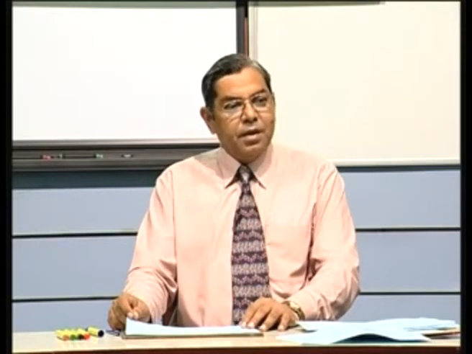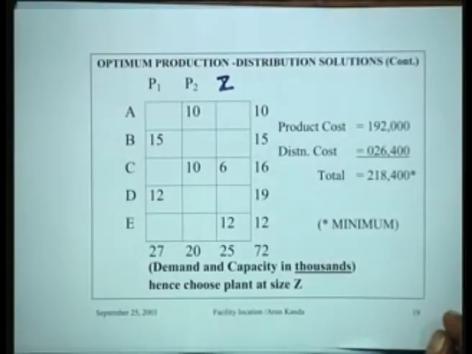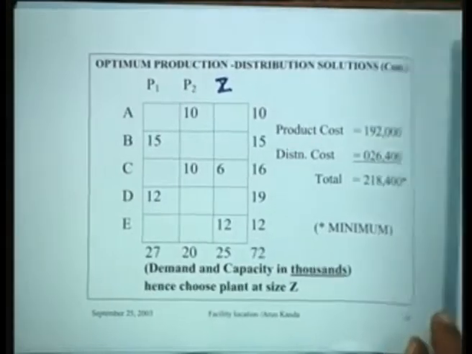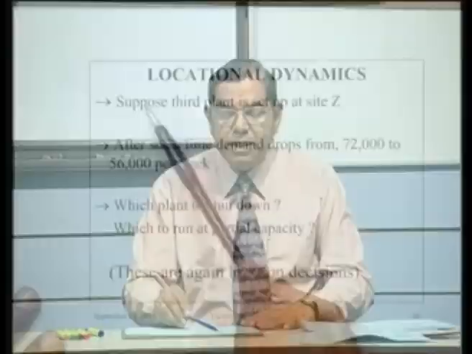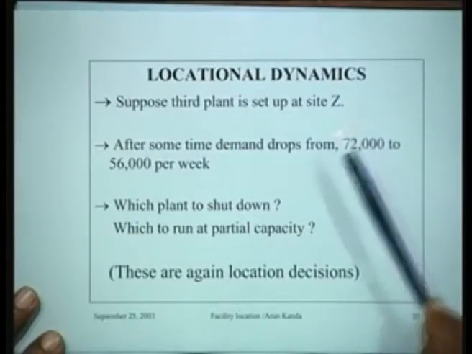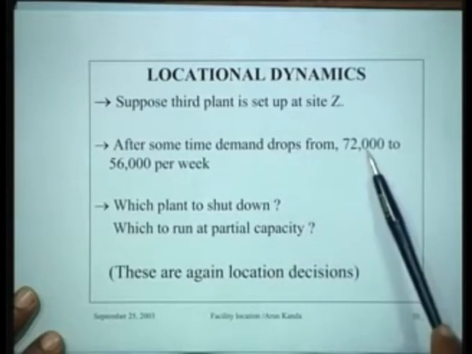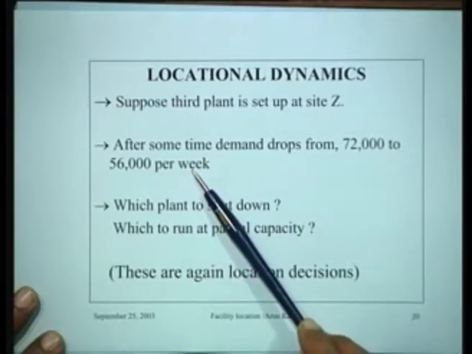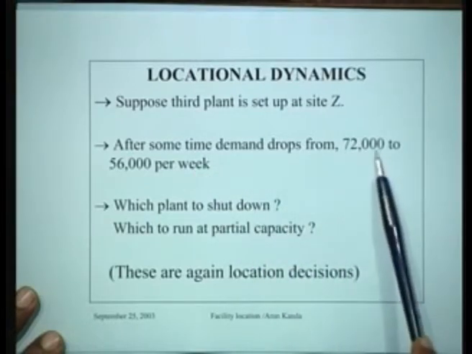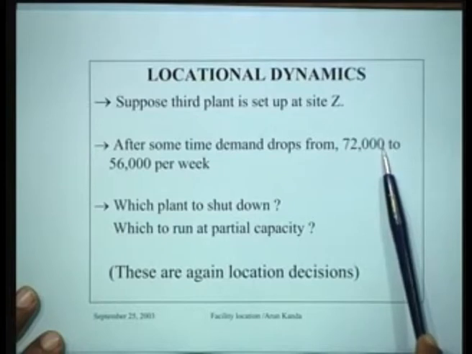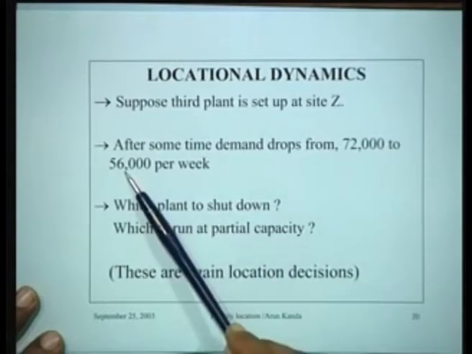Now, as we indicated earlier, let us carry the case a little further and say, suppose the plant has been set up at site Z, and suppose it is operating for a year or two, and then demands are always dynamic in nature, and let us suppose now that the demand falls. Okay, we are talking about locational dynamics. So we are saying essentially that suppose the third plant is set up at site Z. After some time, demand drops from 72,000 to 56,000 per week. That means we have now planned our plants for a total capacity of 72,000. But there is a fall in demand, and the new demand is now only 56,000 per week.